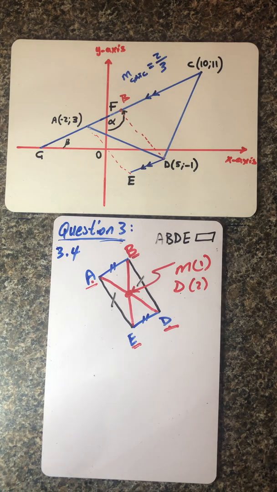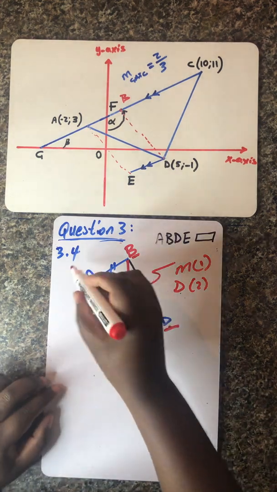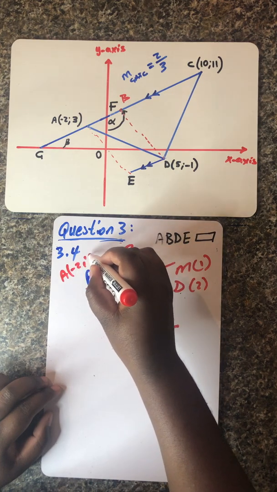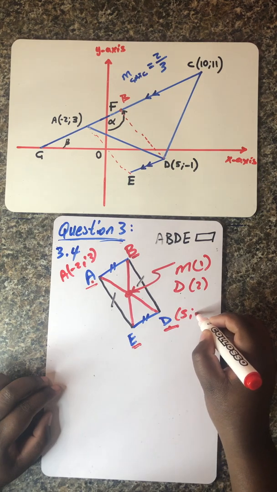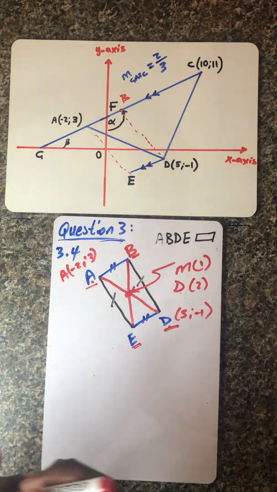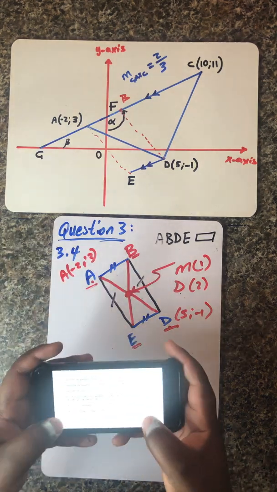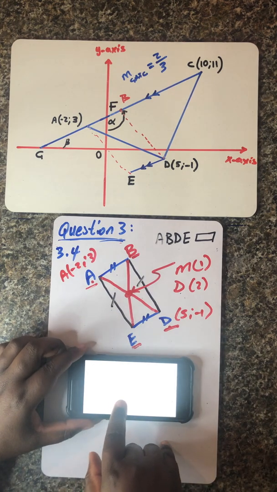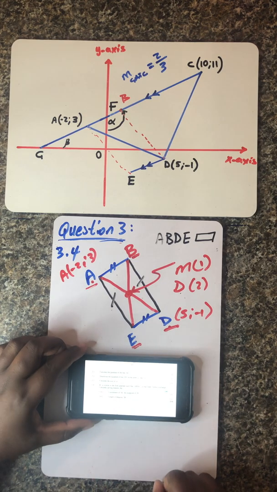Let me not wipe this information, but instead let me just say we've got our A there, which is (-2, 3). Then we've got our D there, which is (5, -1). And then from there, let's try to answer the questions. So, guys, we've got our first question, which says calculate the coordinates of M, the midpoint of BE.